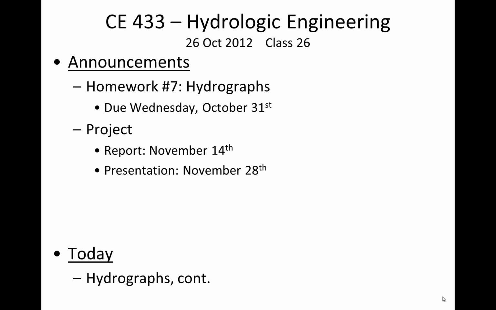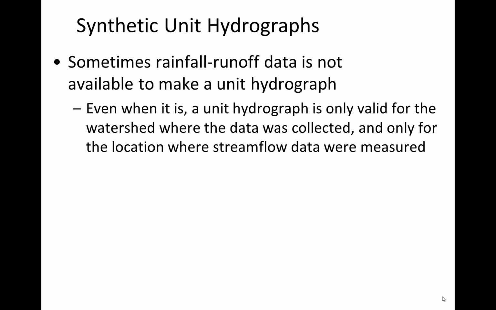Previously we discussed unit hydrographs and how they can be useful in determining the response of a watershed to a rainfall event. And a synthetic unit hydrograph is sometimes used when we don't have the actual rainfall runoff data for a watershed. As I mentioned in class on Wednesday, the way that you generate a unit hydrograph would be to have both precipitation data and stream gauge data. In order to make a real characterization of how a watershed responds to precipitation, you have to know how it has responded to precipitation in the past.